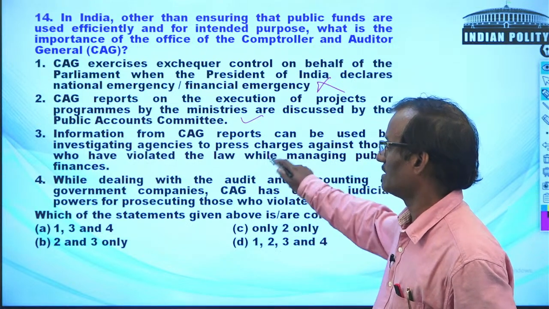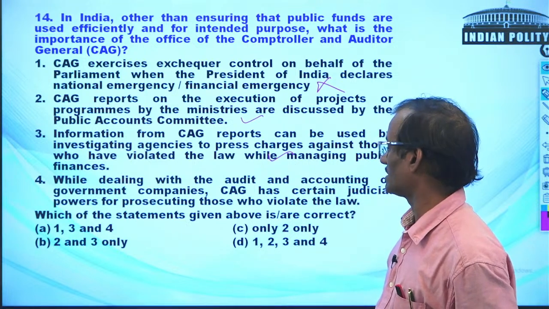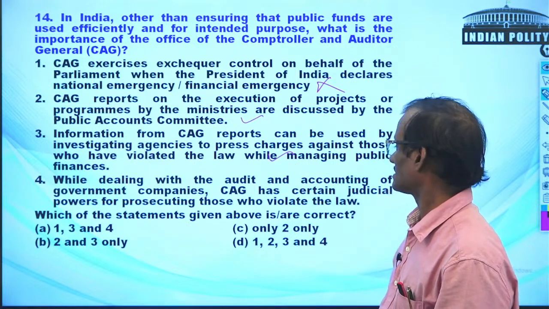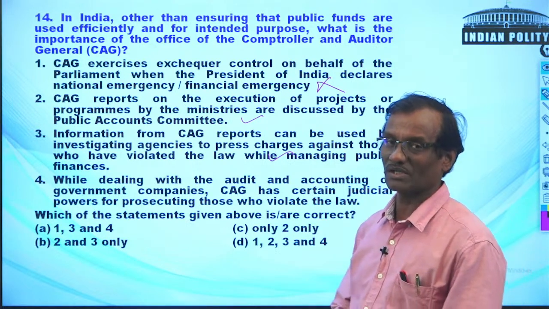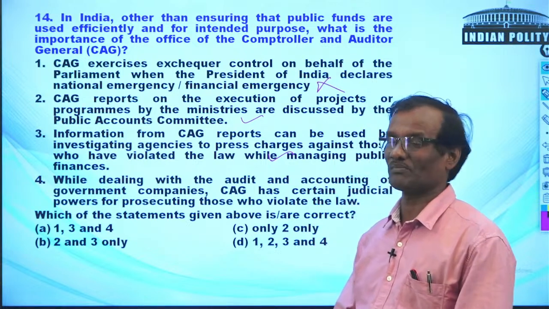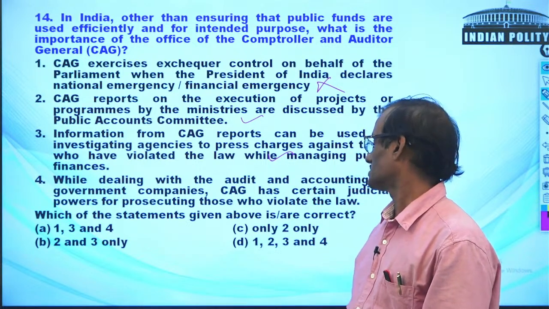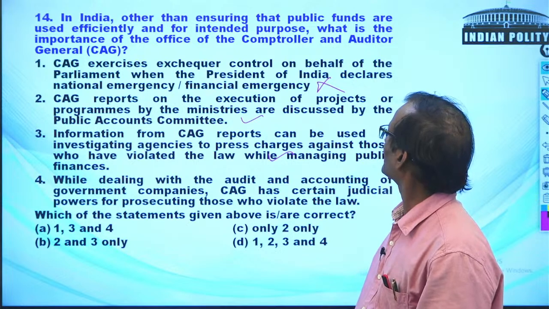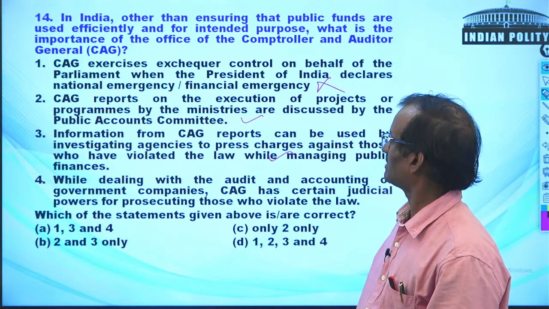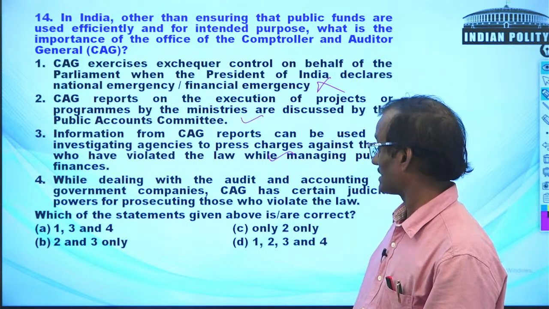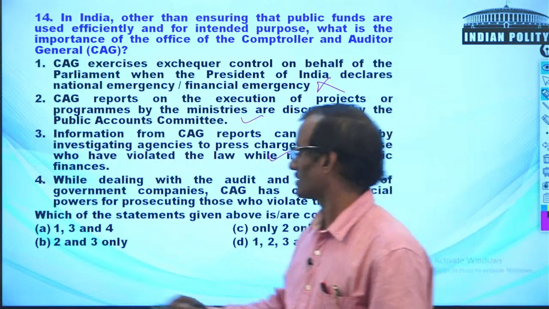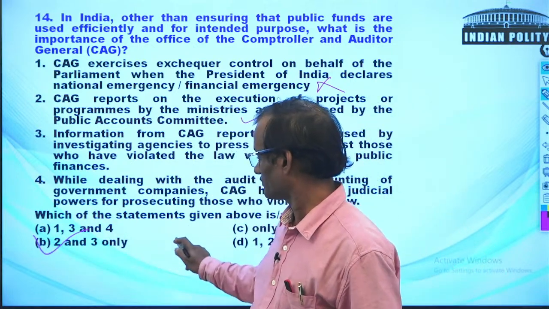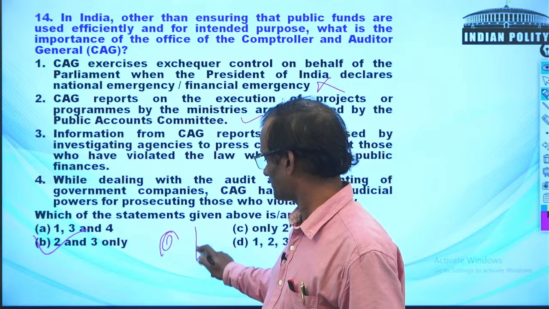So that is correct. While dealing with the audit and accounting of government companies, CAG has certain judicial powers for prosecuting those who violate the law. No, it is not a judicial authority and does not have prosecution powers. So that is incorrect. Which of the statements is correct? Only 2 and 3 are correct. So the option is B.